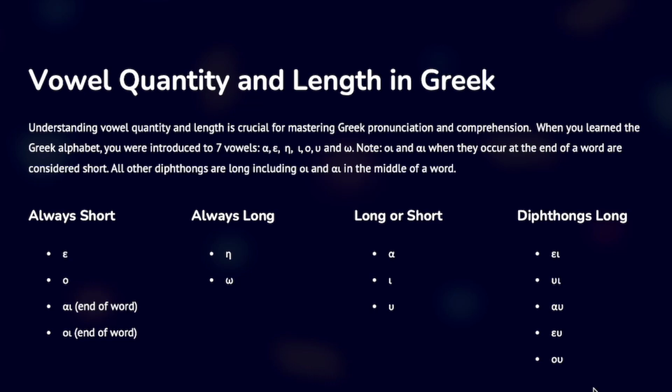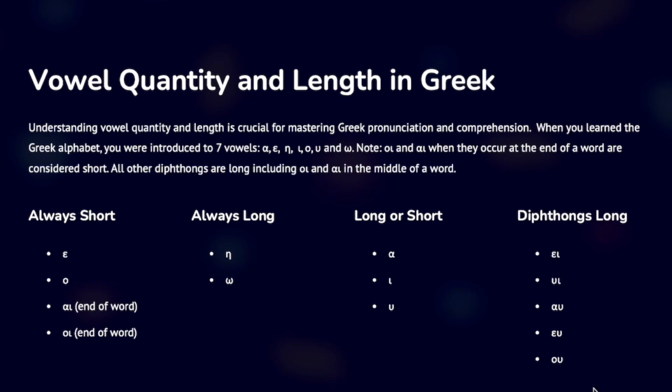So you'll see these 4 categories here. We have vowels that are always short: epsilon, omicron, and then I'll come back to the other 2 in a minute. Those that are always long: eta and omega. Those that can be long or short, which is alpha, iota, and upsilon, and then the diphthongs. You see the combinations there.